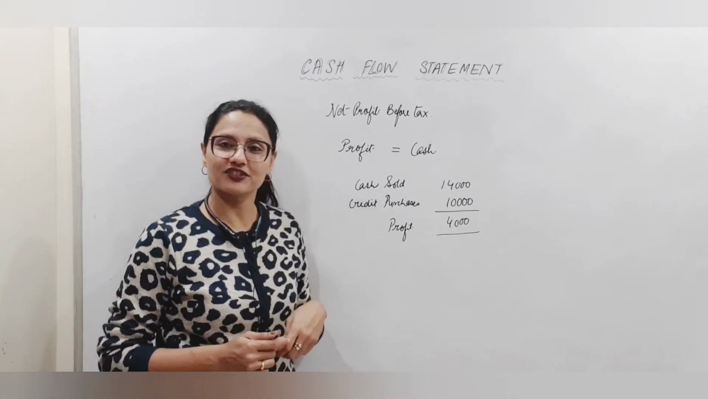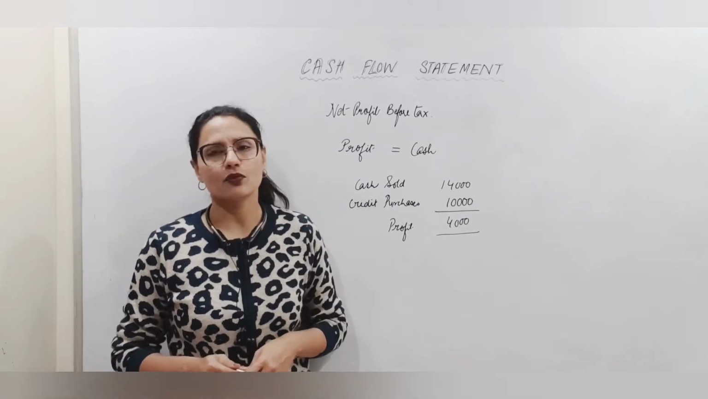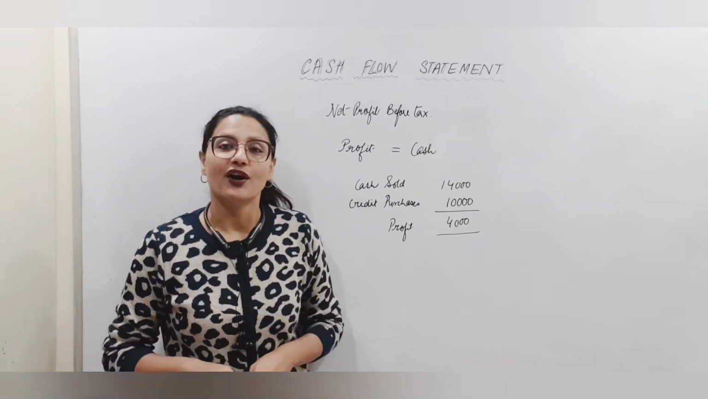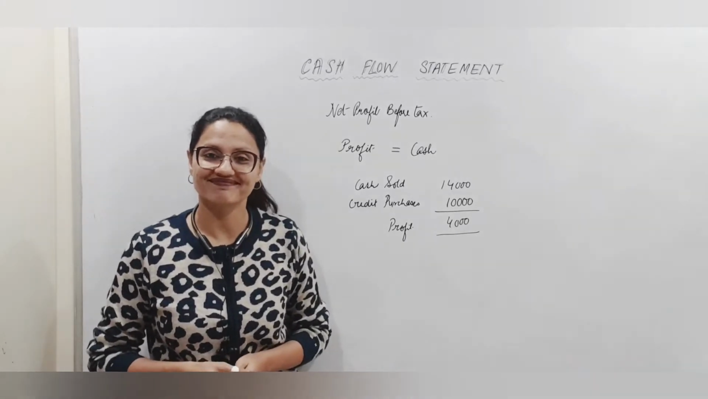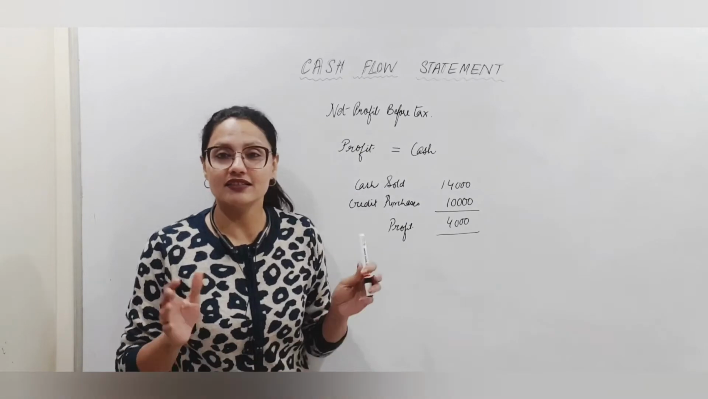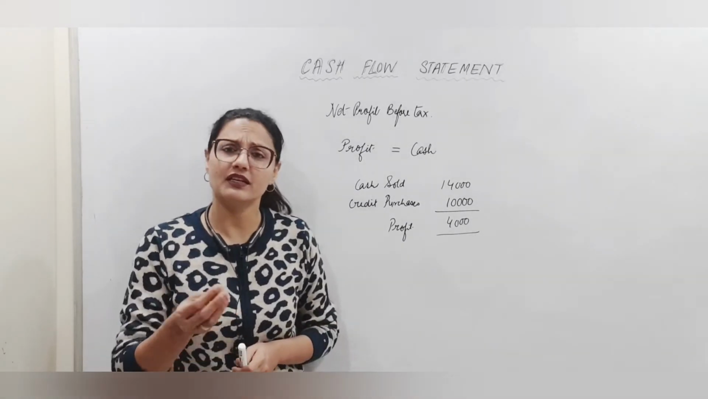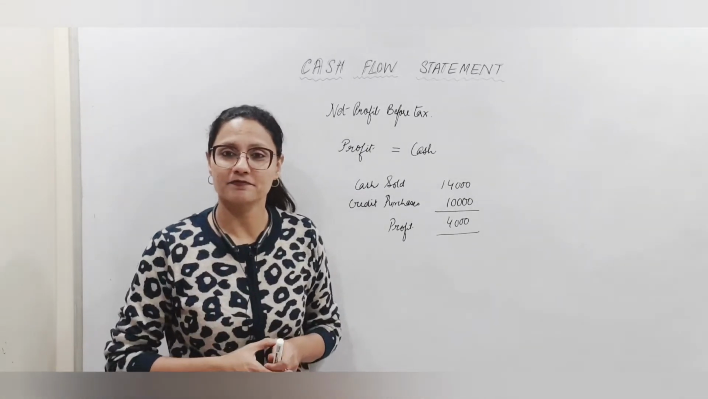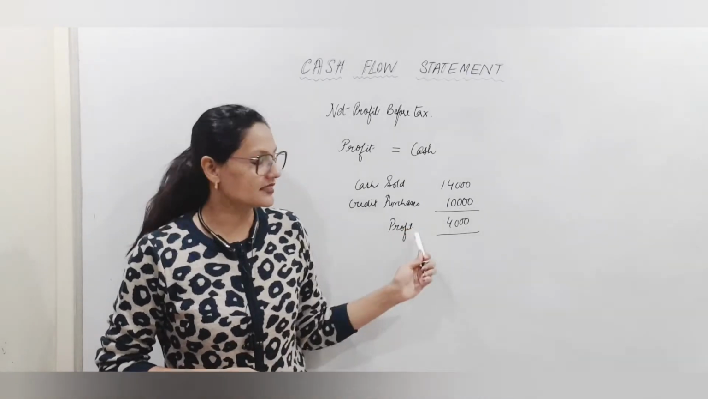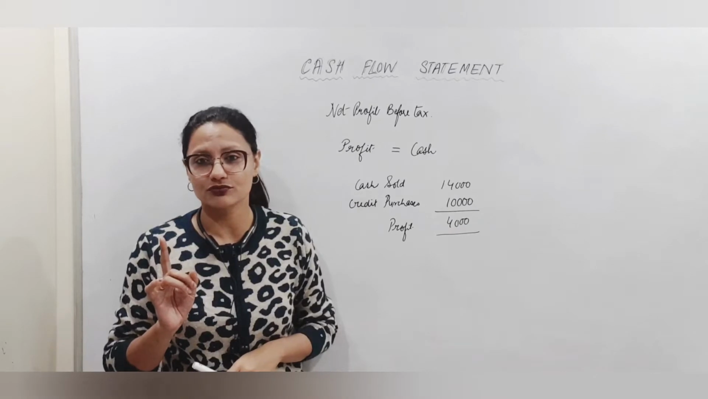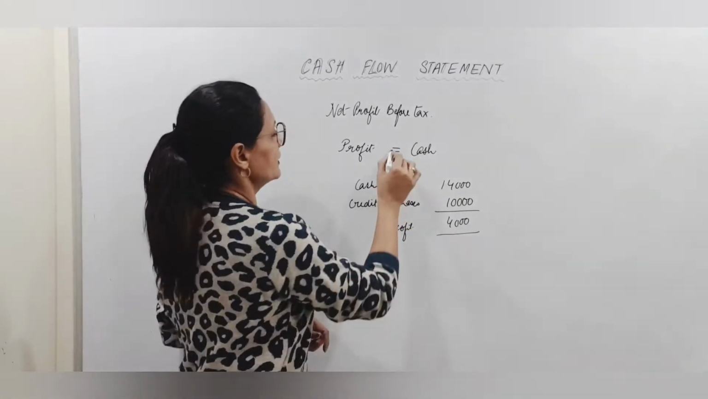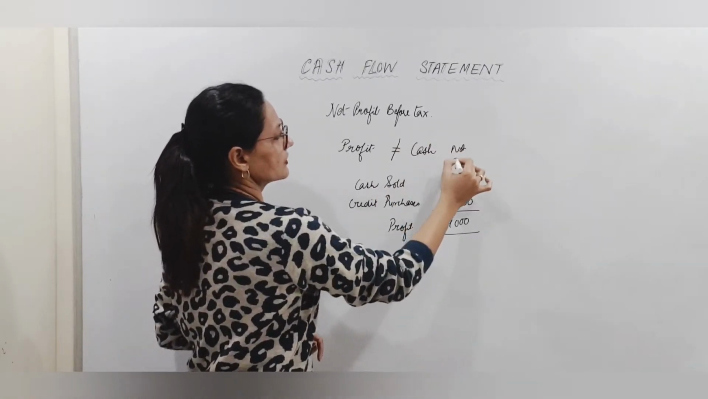What about cash? Do I have only 4,000 cash? Or do I have the entire 14,000 right now with me? Yes, I do have the entire 14,000 because मैंने अभी तक 1 रुपया पे ही नहीं किया है, right? So this concept, profit is equal to cash, is not always true. Okay, it might be, but not always.